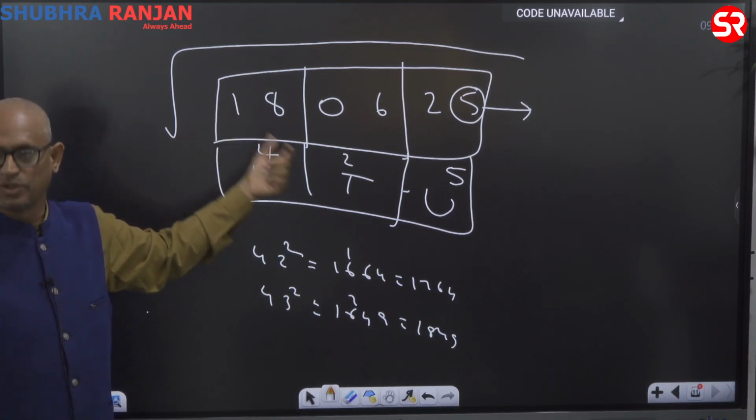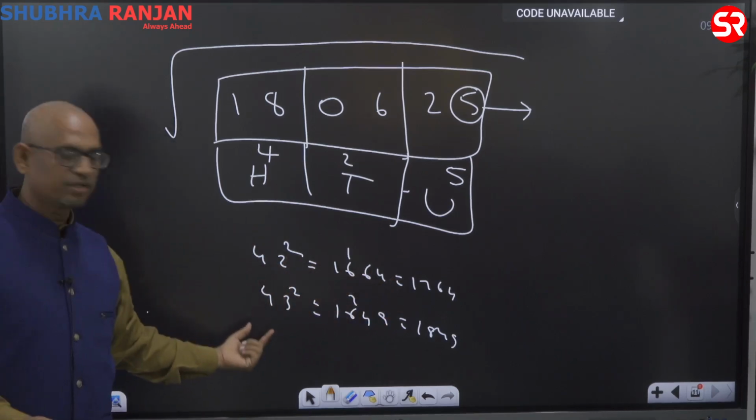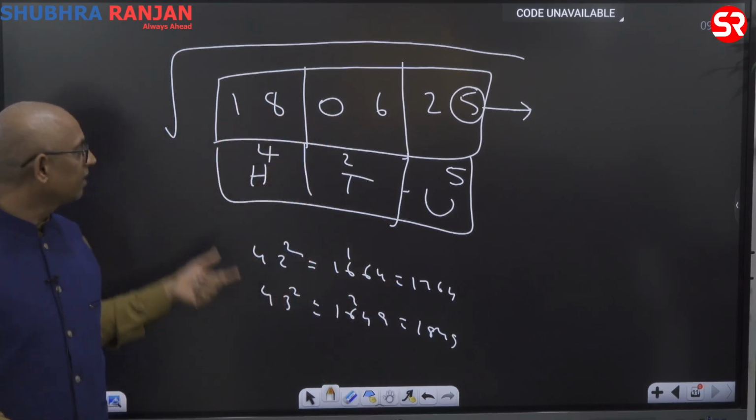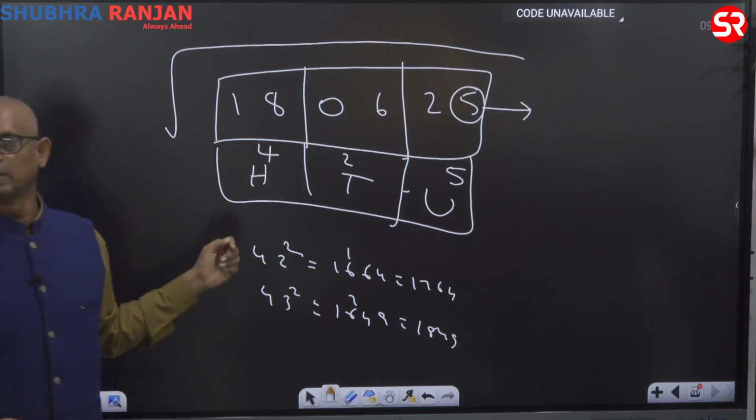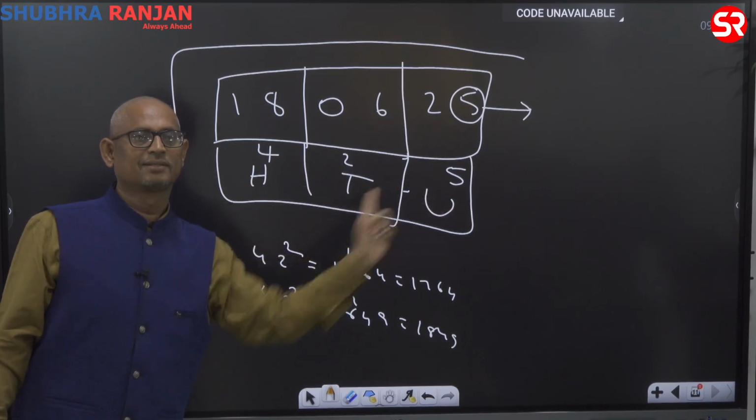So we'll check 42. We checked 42, it is 1764, and we have again cross checked 43 also, but it is 1849, which is more than 1806. That's why we are considering only 42. But as we already know the units place is 5, so the answer is 425.